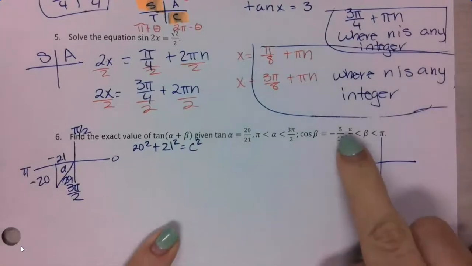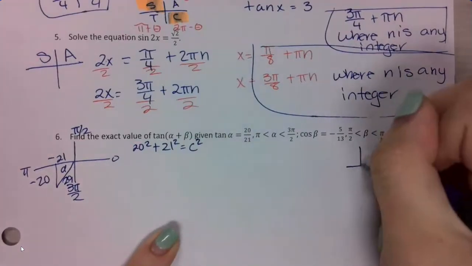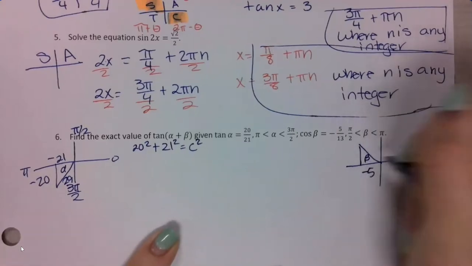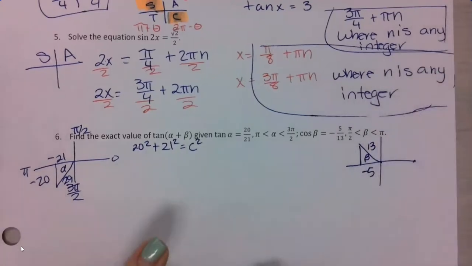Then I want to do the same thing for my beta triangle. This one is telling me it's in between pi halves and pi. So that's here. This is cosine, so this is adjacent over hypotenuse. My missing side length here is a positive 12 because it's going up.